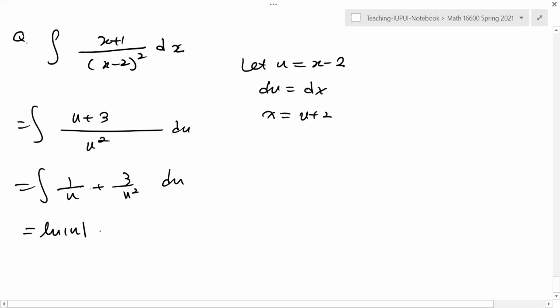The antiderivative of the first one is natural log of absolute u. The second one, you have to be very careful, it's actually 3u to the negative 1. So this is the answer. Then you replace u by x minus 2.